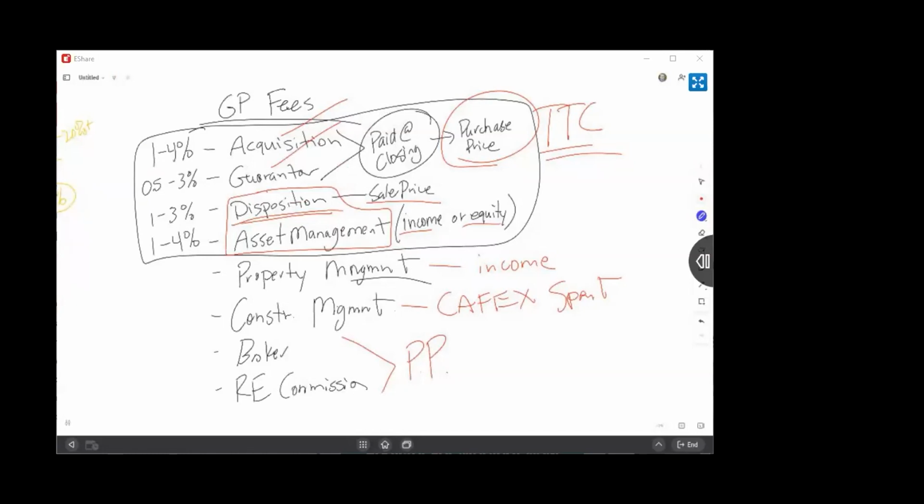All right. The disposition fee is paid at the end, so it would not be paid monthly, but the asset management fee would be paid monthly.